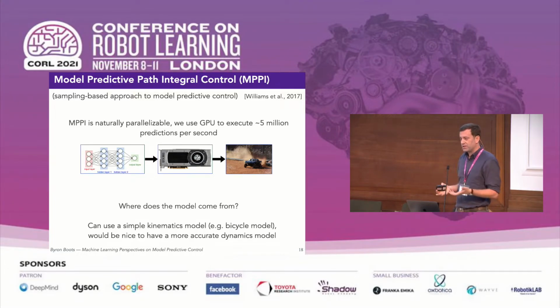So one thing we could do is just use a really simple kinematics model, something like a bicycle model, and hope that MPC just takes care of the rest. And this actually works really well for less aggressive driving. But for high-speed driving, it would be nice to be able to use something which is a bit more accurate. And this is where machine learning starts to come in.